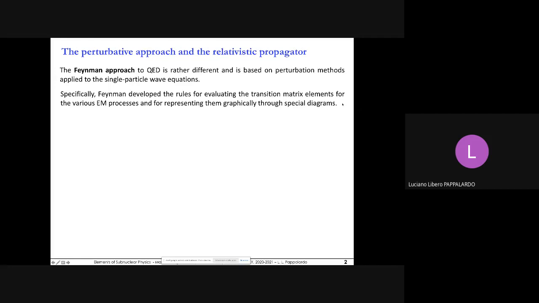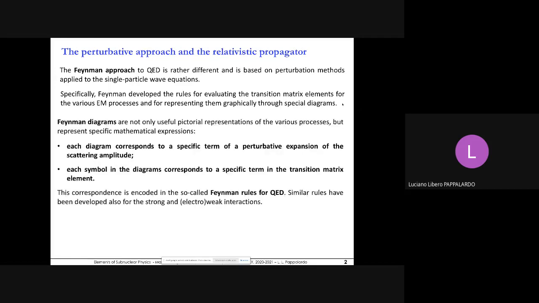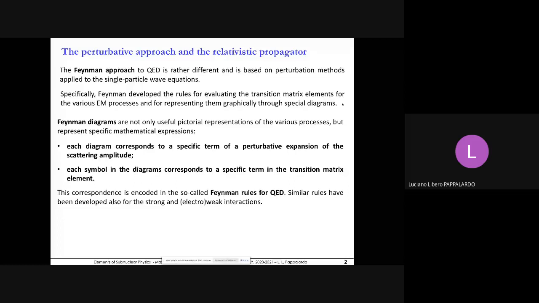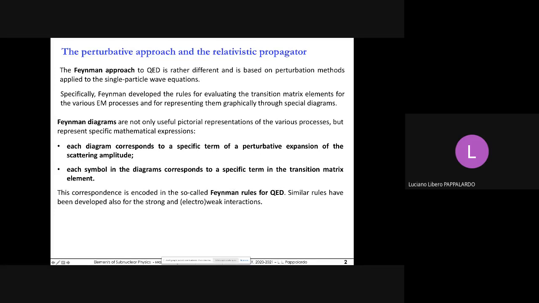So Feynman diagrams are not only a useful pictorial representation of the various processes, but they represent specific mathematical expressions. In particular, each diagram corresponds to a specific term of a perturbative expansion of the scattering amplitude, and each symbol in the diagram corresponds to a specific term in the transition matrix element. And the correspondence is encoded in the so-called Feynman rules for QED that we will be studying today. Similar rules have been developed also for the strong interaction and the weak interactions.